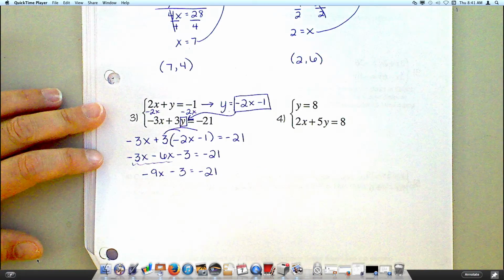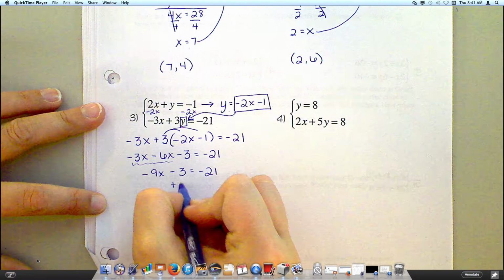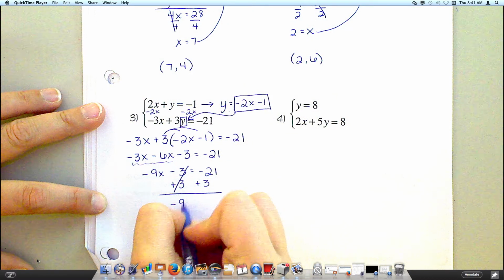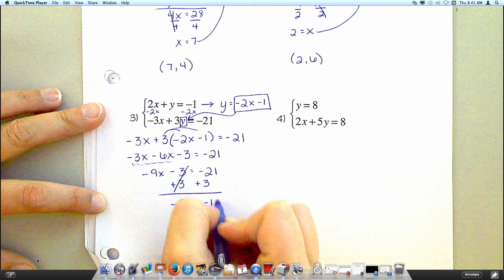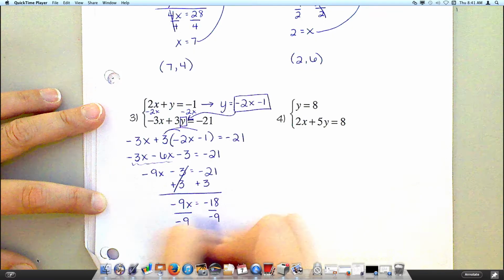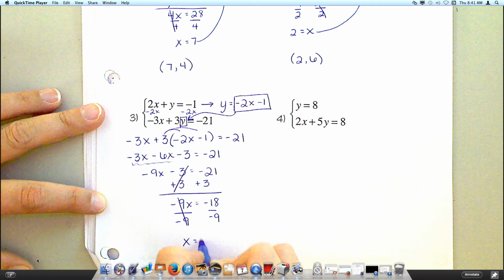Hopefully you'd be able to take it from there. We would add 3, so negative 9x equals negative 18. Divide by negative 9, and x would equal positive 2.